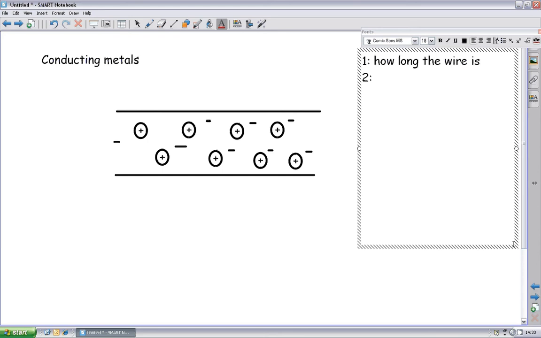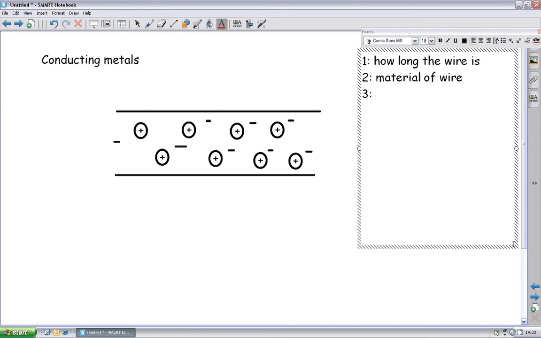The second thing is the material of the wire. Different materials will have different numbers of ions and different charges of ions, different sizes of ions. So the material of the wire will absolutely change what the path for this little electron looks like. Okay, got that so far?